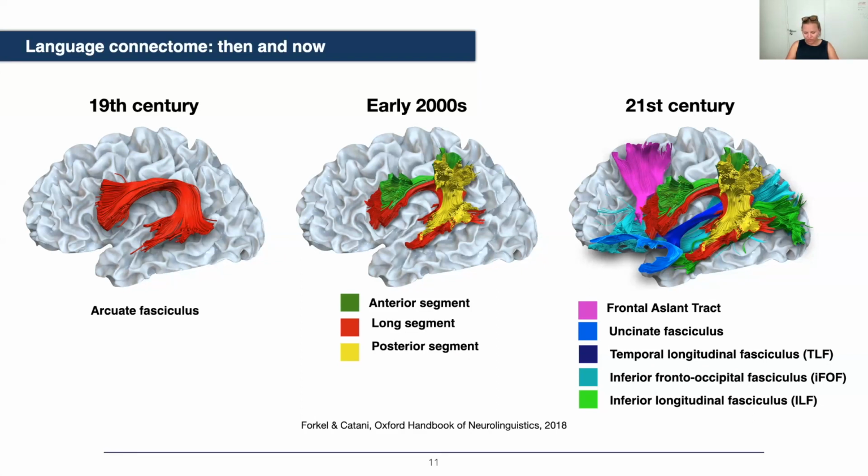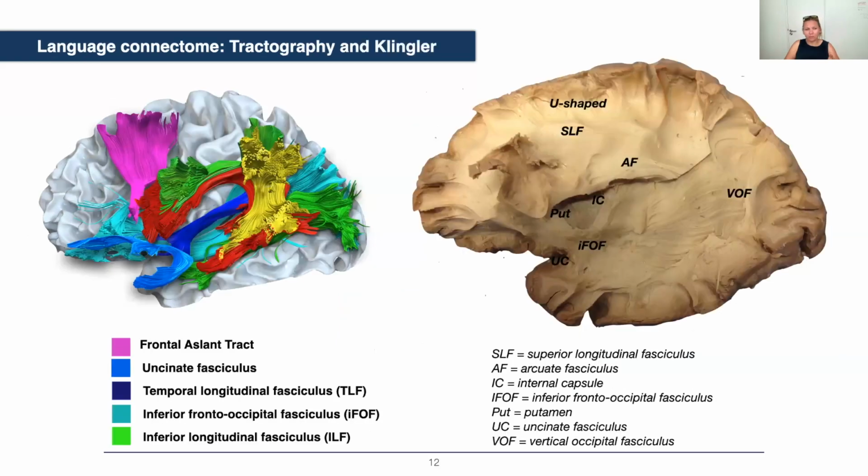And just to show you that these are not just pretty pictures that tractography makes up, but actually we can see these connections in the postmortem brain. So there's variability in the anatomy of the brain.